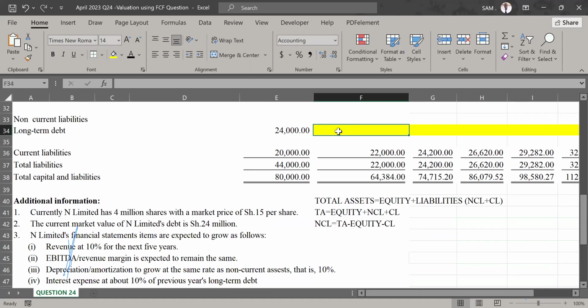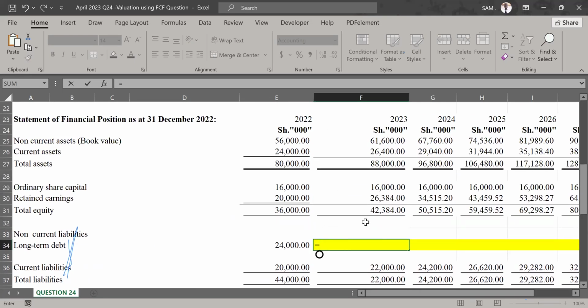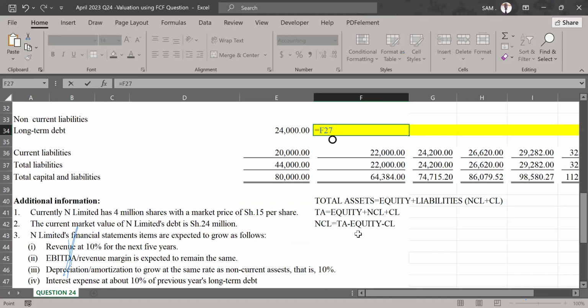To use it there, just put an equal sign. Then we start with the total assets. Where is the total assets figure? Total assets is up here. Total assets for 2023 is 88,000. So I will refer to 88,000. You see it? Then I'm just following the formula, because we are getting non-current liabilities. That is the formula I'm following.